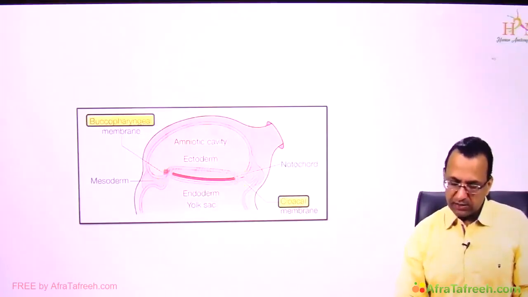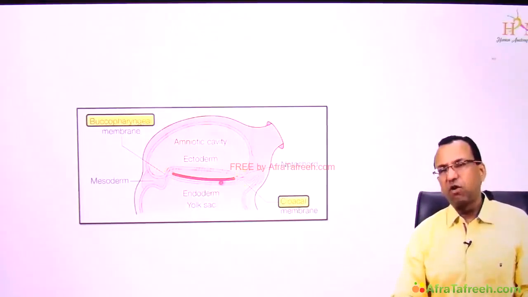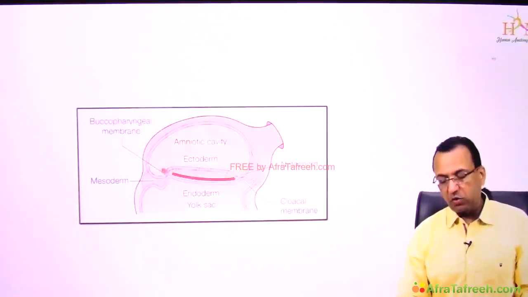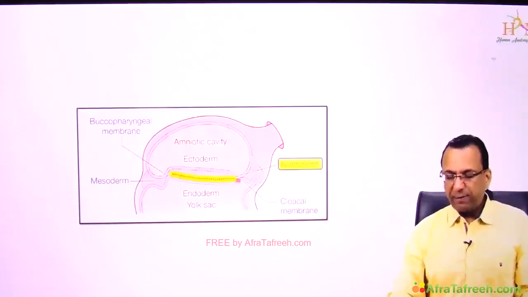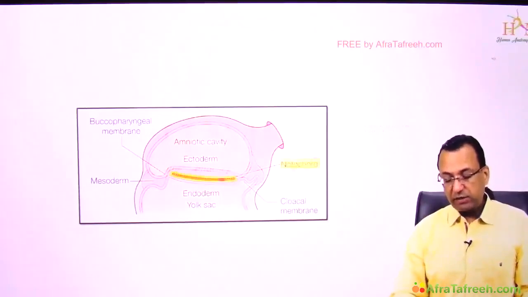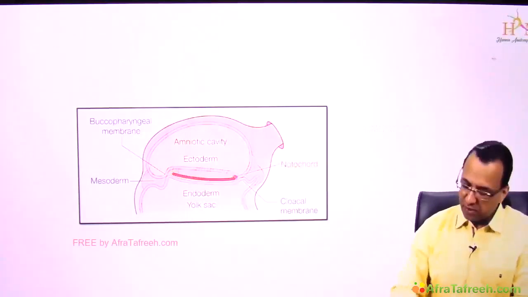And what is this structure which is between the two? That is called the notochord. And how is the notochord formed? By the mesoderm, of course. So epiblast would have formed the notochord, but before the notochord has formed, there will be some mesoderm here. So epiblast will form the mesoderm, will form the notochord.